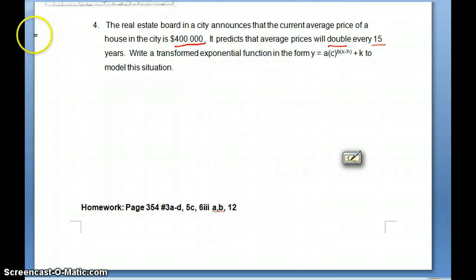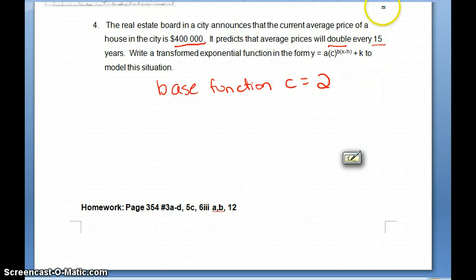So one key piece of information here is that we know that the average price of houses will double every 15 years. So the keyword here is double. So here our base function, c, is equal to 2. So everything is doubling, okay? So it's going to be exponentially doubling. That would be great. And we also know that it's every 15 years. So this here is affecting your time period.